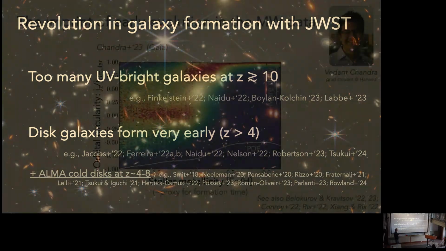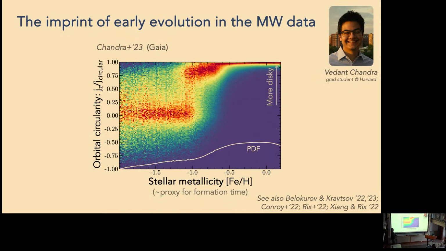Now closer to home, we can map these discoveries to the timeline of our own galaxy's evolution, as it can now be probed in the local data and local distributions of chemistry and kinematics of stars in the Milky Way, as was shown in this plot by our esteemed Vadim Chandra. He's somewhere here, I think. And he showed this plot a few months ago in these meetings. What it shows is the orbital circularity of stars as a function of metallicity, and metallicity can be thought of as a proxy for the formation time.